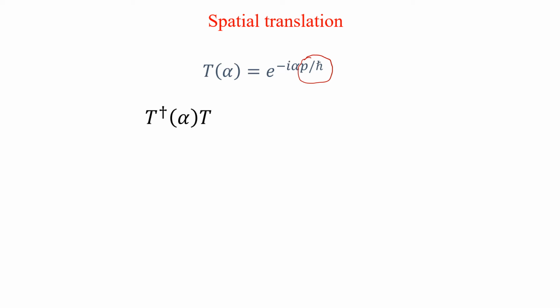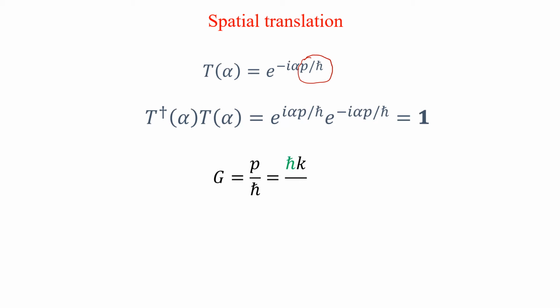Now you know that T dagger T is equal to e power i alpha p over h cross, because we are taking the complex conjugate, multiplied by e power minus i alpha p over h cross, which is equal to 1. If you multiply both, you will get 1. As I said, this p over h cross is the generator. That is, this is the momentum generator for spatial translation.